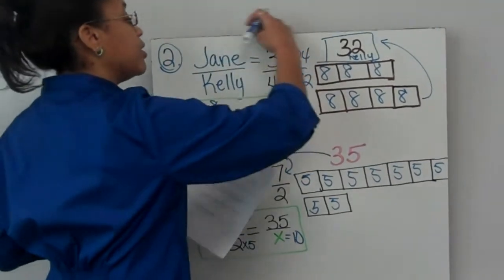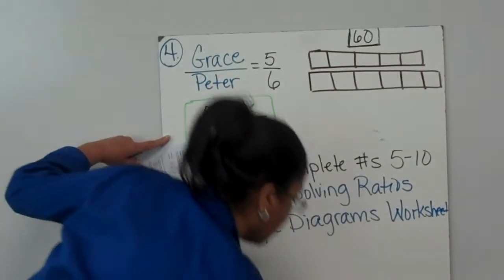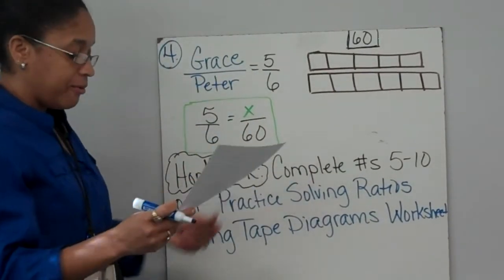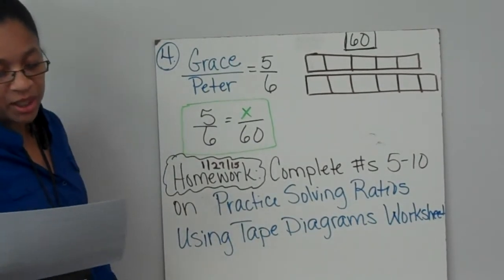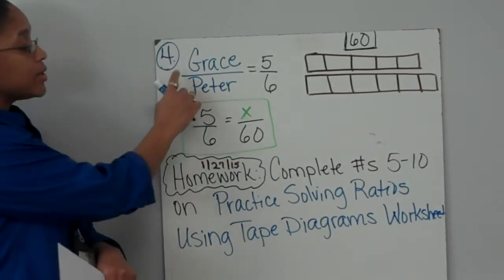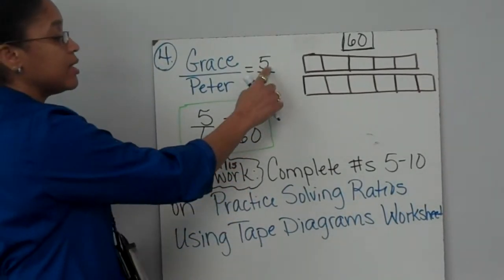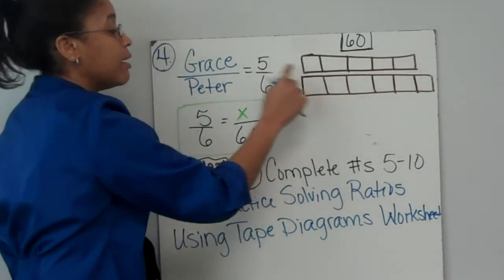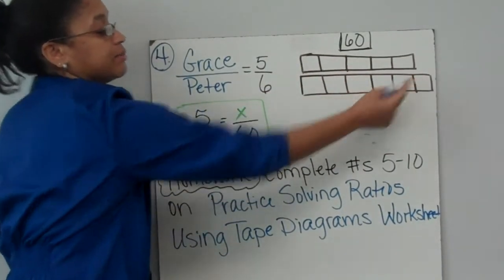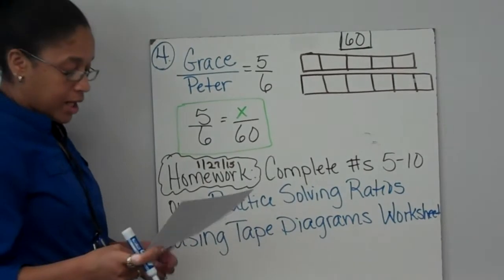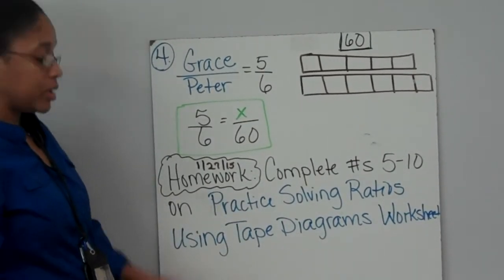Last one that I'm going to do from your homework sheet is problem number 4. In problem number 4, it reads, the ratio of the length of Grace's string to the length of Peter's string is 5 to 6. So Grace, 5, Peter, 6. So all I did was take this number and draw in boxes. 5 boxes, 6 boxes. Okay? And then it goes on to tell me that Peter's string measured 60 inches.